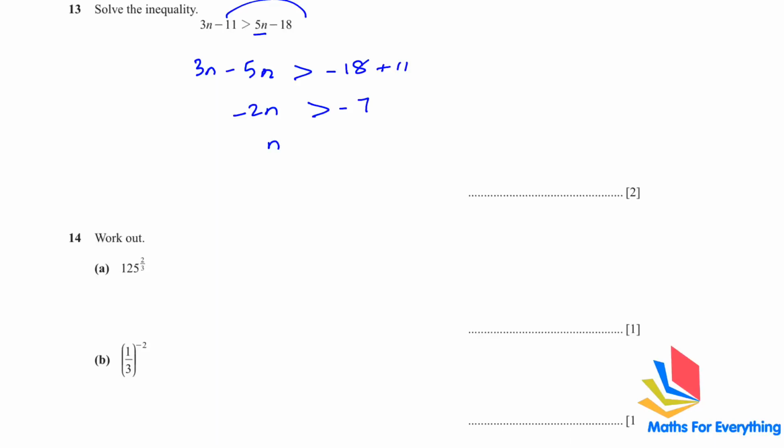Now this is a multiply. When we move to the other side, it will be a divide. A very important thing. If the coefficient of your variable like n is negative and you move it to the other side, the sign in the middle will change. So this will be n is less than 7 over 2, or you can write it as 3.5.